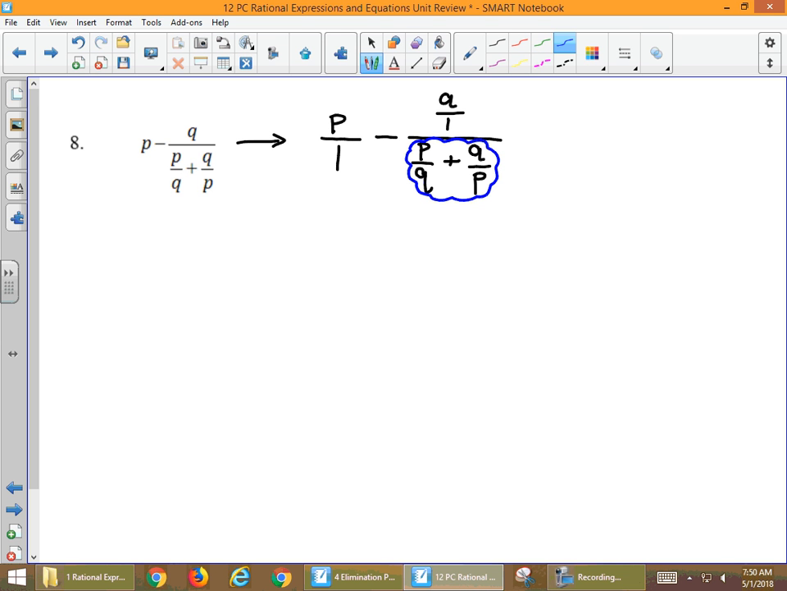And if we're doing an addition problem, we know we need a common denominator. And my two denominators here are just Q and P. So my second fraction needs Q over Q. And my first fraction needs P over P. So my numerator of this whole situation looks like this. P times P is P squared plus Q times Q is Q squared, all over my common denominator that we just made, P times Q.